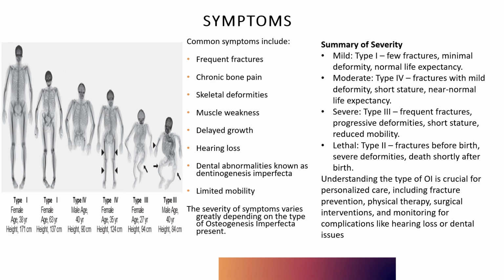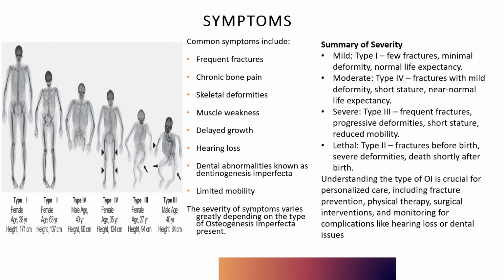First, we have type 1. Type 1 is the mildest and most common form of this disease. The bones fracture easily, especially before puberty. Minimal bone deformity, normal stature. Eye color can be blue, gray, or purple. There is possible hearing loss in adulthood, and there are mild to no dental issues. With this type, the life expectancy is generally normal. Fractures decrease after puberty.